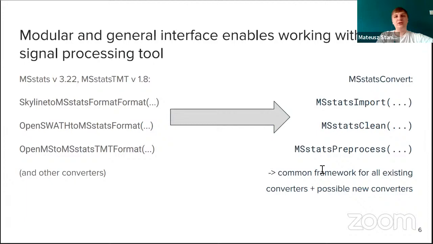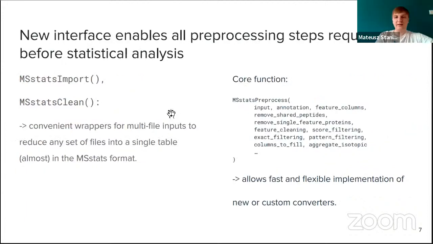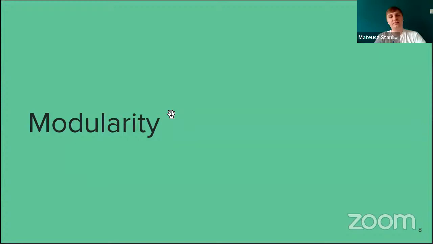that allow users to import data from basically any format while performing the same operations that we would do in these converters. So there are some specific steps that we want to apply before data go into MSstats functions. So they are all available through the MSstatsConvert package, and particularly the MSstatsPreprocess function, which does basically all the work that is needed to clean the data.